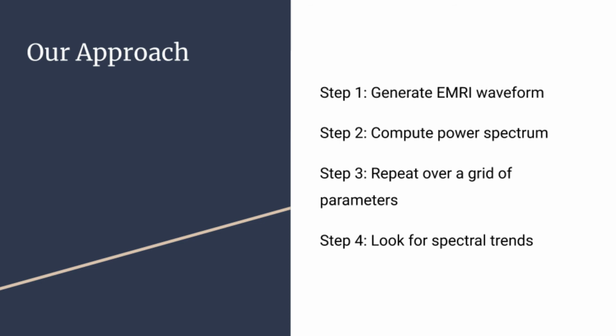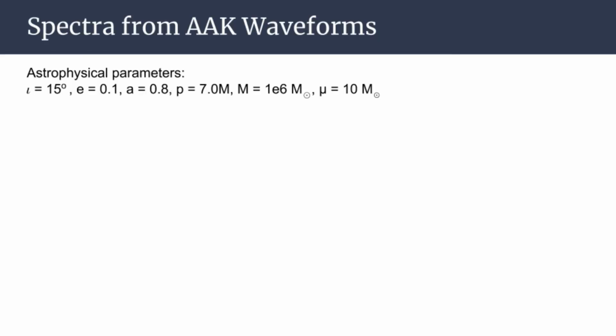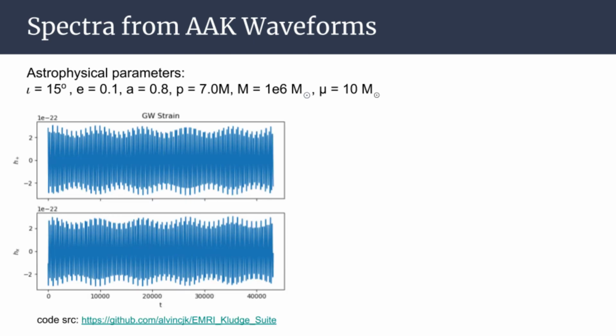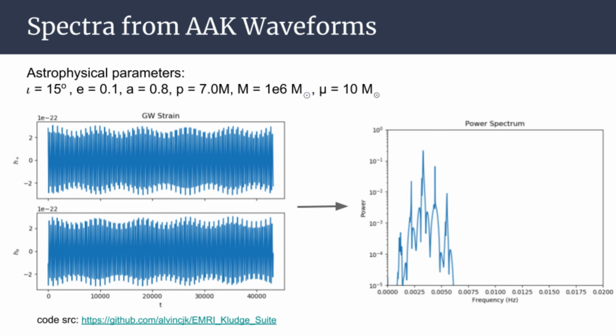Breaking those steps down further, first we pick a set of initial conditions and use those to compute a 12-hour-long waveform segment. To do this, we use the advanced analytic kludge code, the Git repo for which I've linked below. Then we construct the total strain, h plus minus i h cross, and take its Fourier transform. Here we're showing the power spectrum with a log-scaled y-axis. You can clearly see peaks in the spectrum corresponding to predominant modes, but for this particular set of parameters, there are only a few which contribute a significant amount of power.